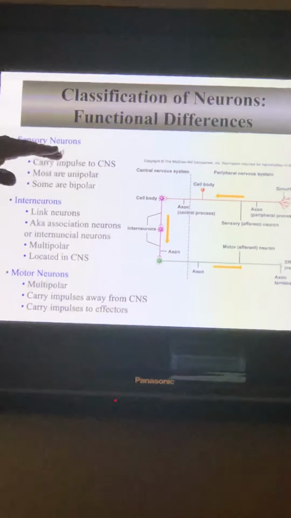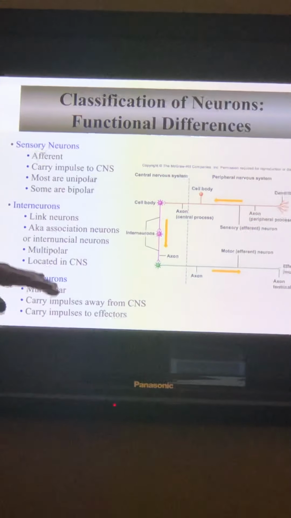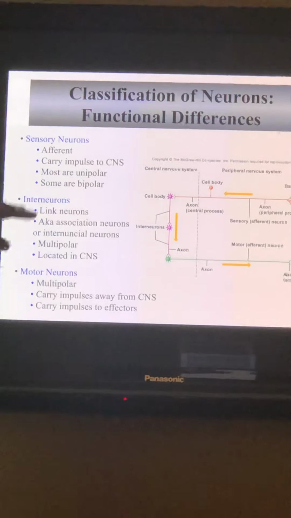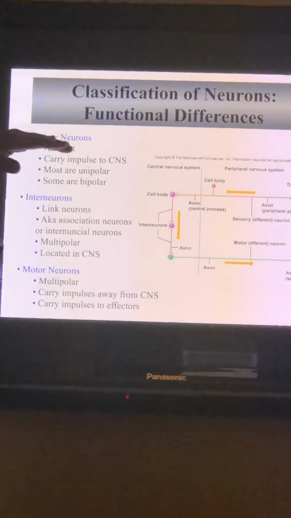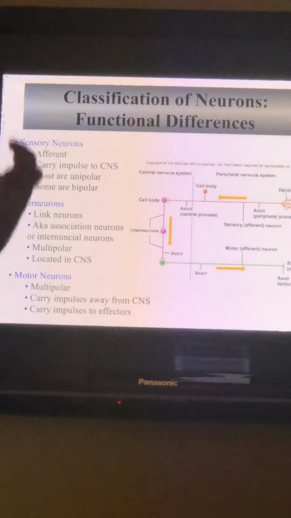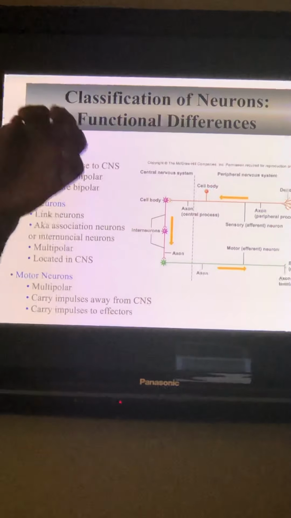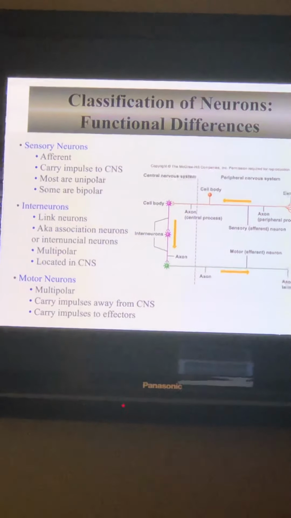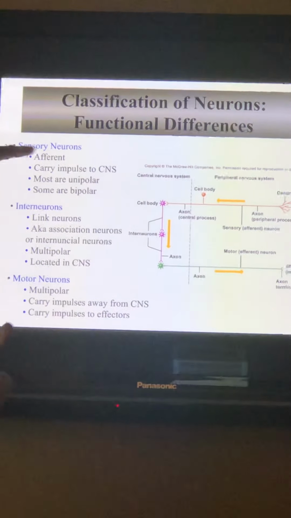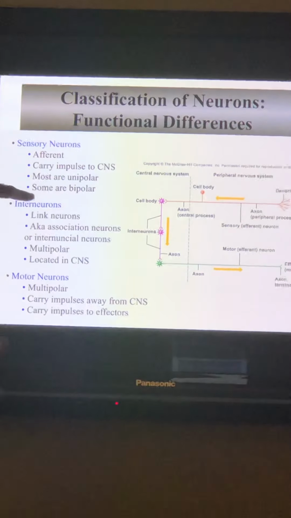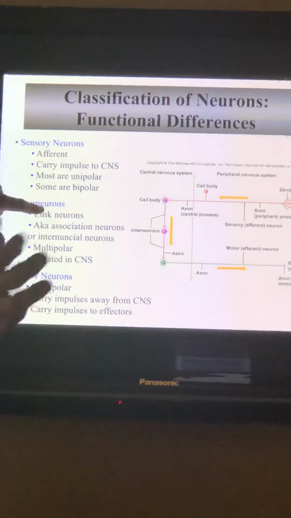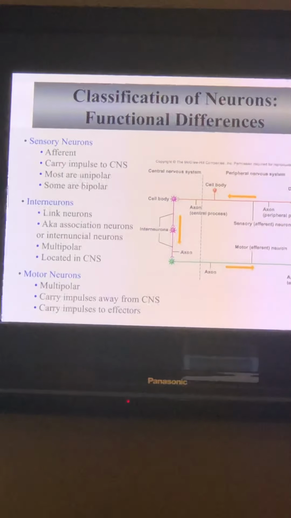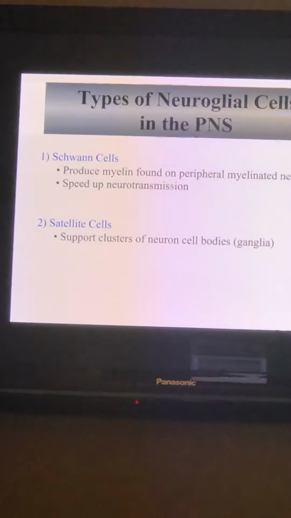Some of these are sensory, some are interneurons, some are motor neurons. Sensory neurons take things to the brain or spinal cord. Interneurons link the sensory to the motor. So once you integrate something in the brain, that interneuron will take that signal to the motor neuron and make a change. Again, if I hit my thumb, a sensory neuron will carry that to the brain. It will be integrated, interpreted. The interneuron will tell the motor neuron, move your thumb, stupid, basically. So that's how it works.